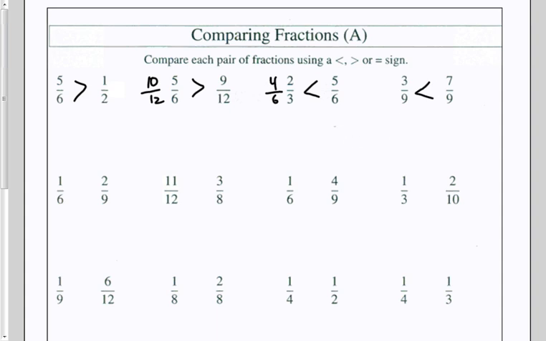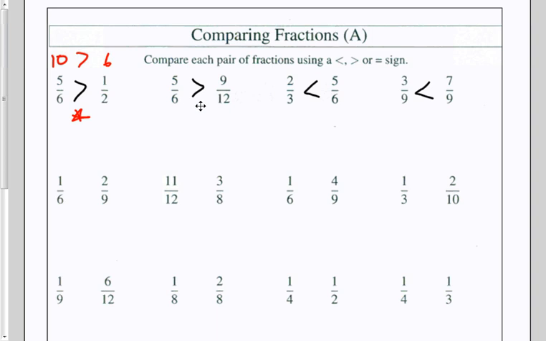Now what I'd like you to do, if you didn't use cross products for your first strategy, which maybe you will for some of them, I want you to go back and check all of your answers on this page with cross products. So here's what that'll look like. I'm going to go back and check my answers. 6 times 1 is 6, so I'm going to write that up here. 2 times 5 is 10. 10 is greater than 6, so I am correct. 5/6 is greater than 1/2, and I can put a star by it.